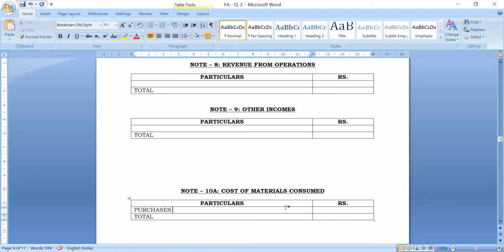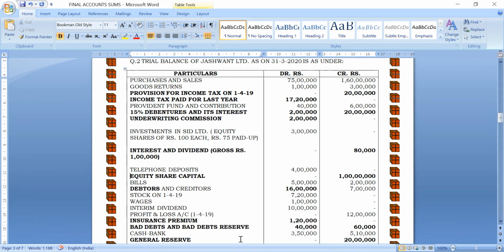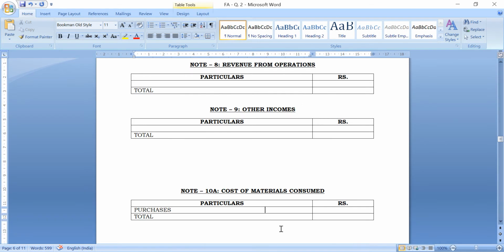Okay. Let us see the amount of purchases. Purchases are worth 75 lakhs. Inner column 75 lakhs. What I suggest is, since we have come to 10A, we should subtract the purchase returns, which are given below, right?